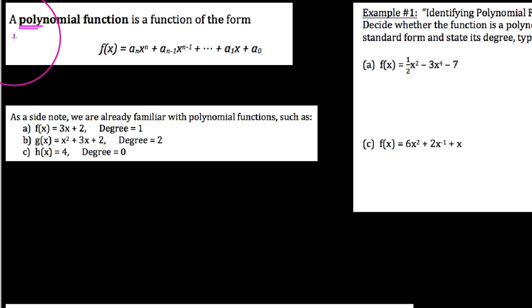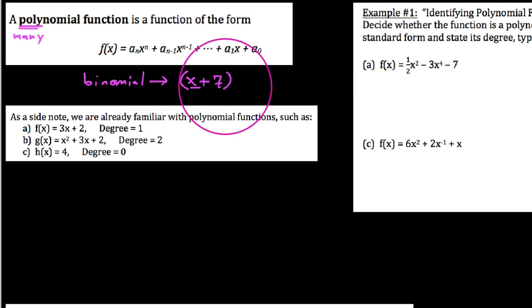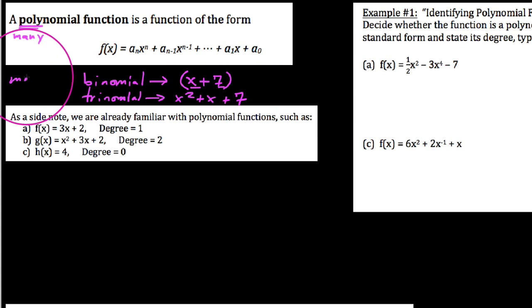Now, when you hear poly, I want you to think many. We've seen things that are classified as binomials before. A binomial is anything, we could just make one up here, like x plus 7, because it has two terms in a sum together. We've heard of trinomials, as a matter of fact. A trinomial is anything, of course, that has three terms in it, like x squared plus x plus 7. And then we've even heard of monomials, okay? Mono meaning 1. So a monomial expression would be like 2a. That would be a monomial, okay?